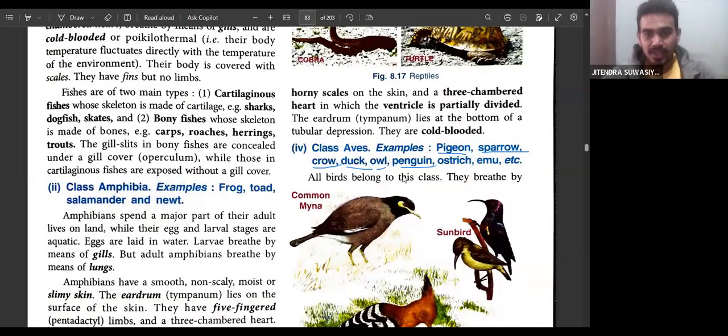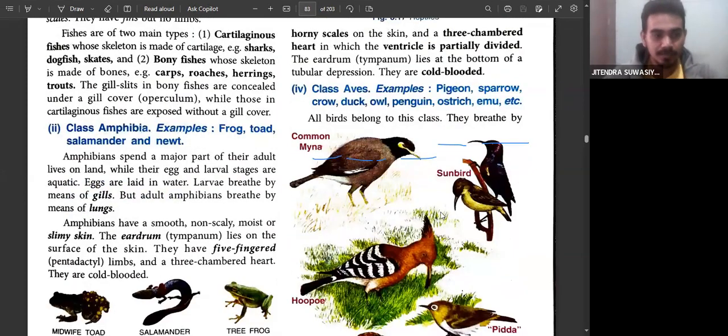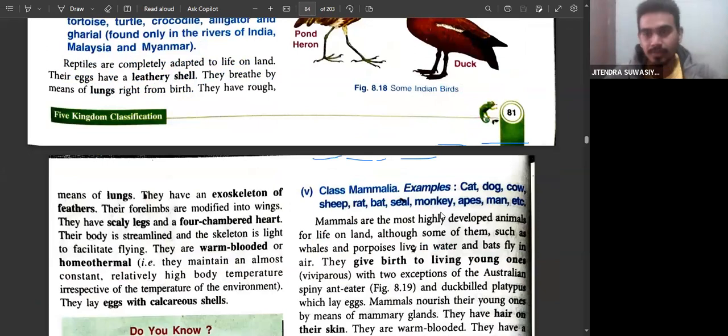Generally, how do birds breathe? Birds breathe through the lungs. As we discussed about amphibians, they breathe through the gills, and they also have lungs. When they are in a terrestrial environment, they respire through the lungs, and when they go into an aquatic environment, they respire through the gills. But birds respire through the lungs, and they have an exoskeleton of feathers.